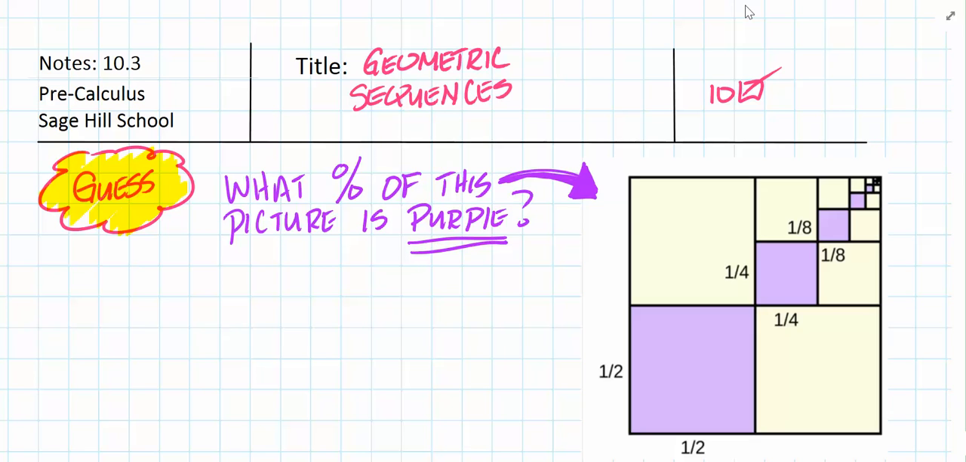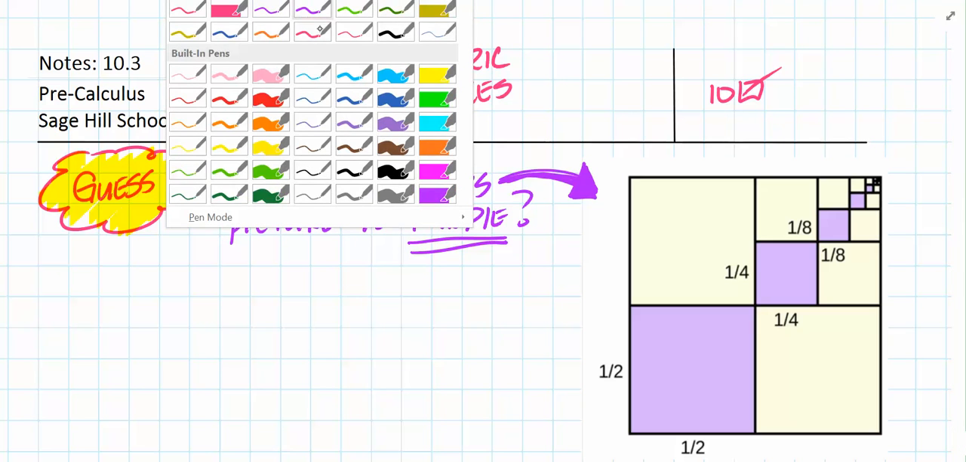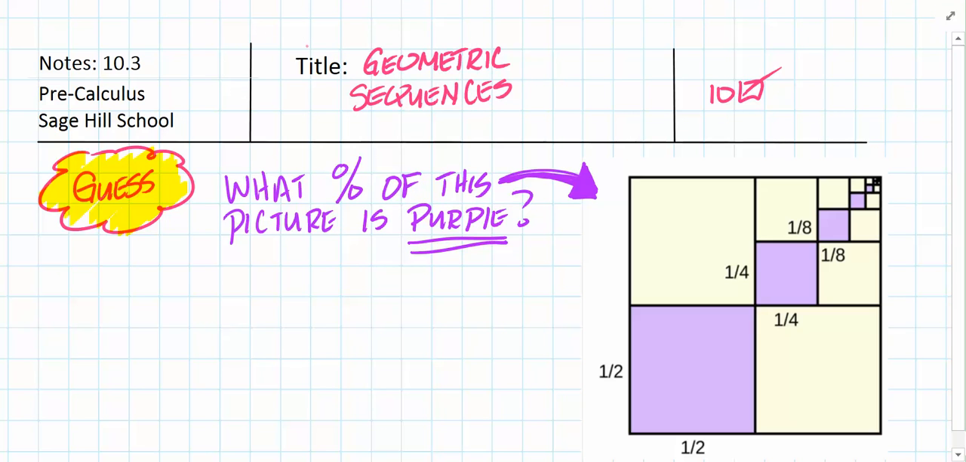I'm asking you for what percent of this picture do you think is purple? And I'll take your guesses. I'll just write them down. 2/3. Percent. We're going for percent. I have a 33%. I heard 66% out there in the audience. I heard a 50% out there. Any other guesses?